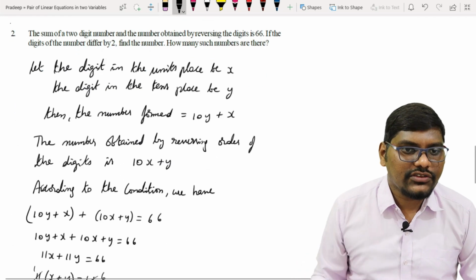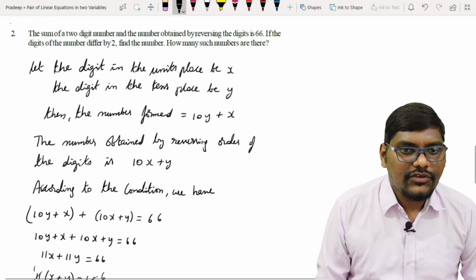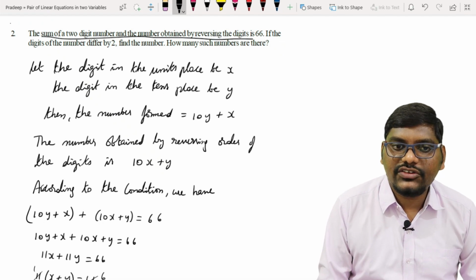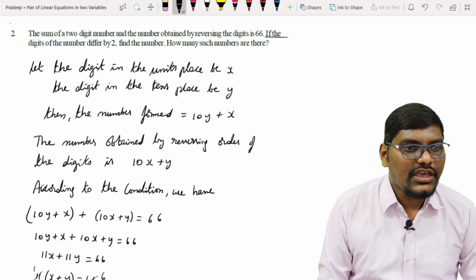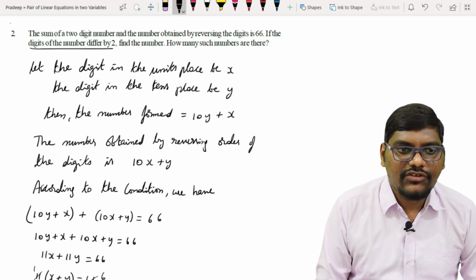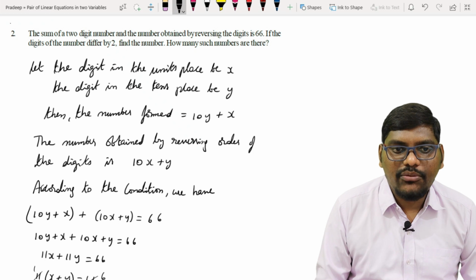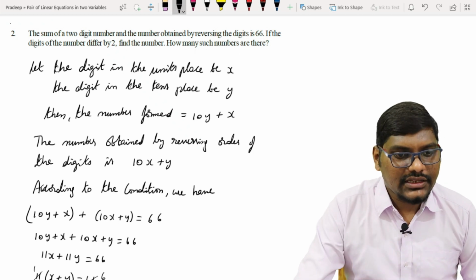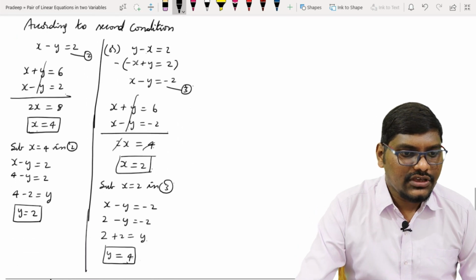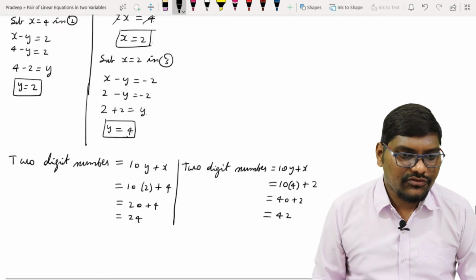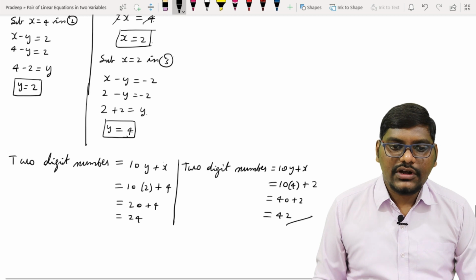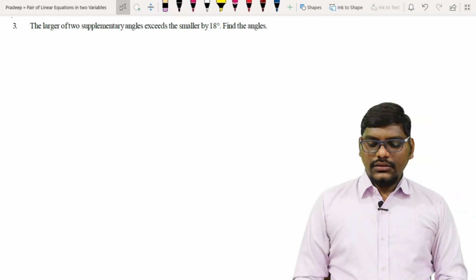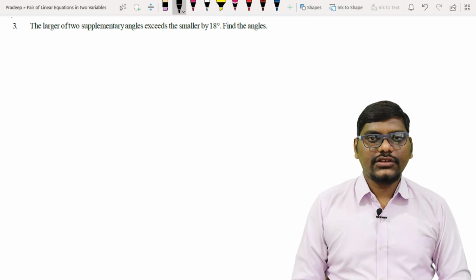So let's check what they asked us to find out. Here in the question you can see, the sum of a 2-digit number and the number obtained by reversing the digits is 66. If the digits of the number differ by 2, find the number. How many such numbers are there? So now we are getting 2 such numbers: one we got as 24, other we got as 42. So these are the 2 numbers which we are getting. Let's see the third question.